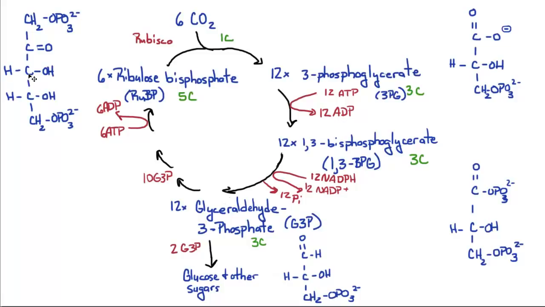But that's all I have for the Calvin cycle. In the next video I'm going to go over some alternative pathways that plants use, such as photorespiration and the incorporation of 4 carbon constituents instead of 5 carbon constituents, and CAM plants.